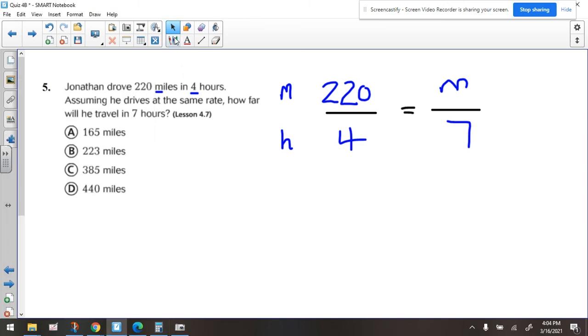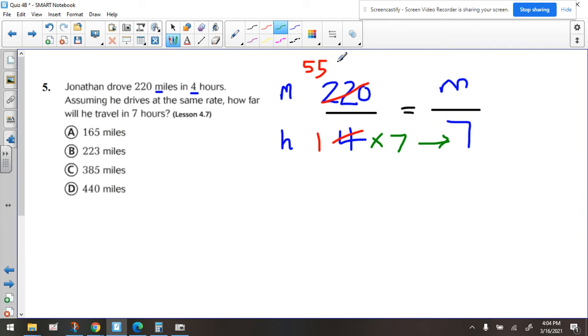So what is that as a ratio? Divide by 4, get 1. Divide by 4 and get 55. So since 1 times 7 equals 7, then your other option is to take this 55 and multiply it by 7 to get the answer.